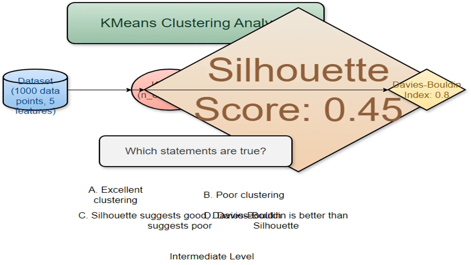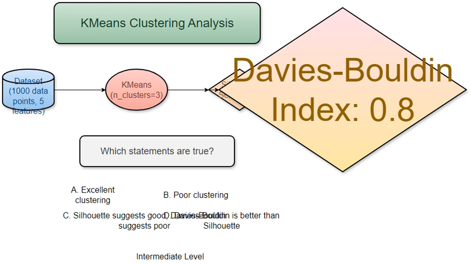This score tells me how well separated my clusters are. A score of 0.45 means the clusters are reasonably well separated, but not perfect. It's a moderate score, closer to 1 would be better. This index measures the overlap between my clusters. A score of 0.8 indicates substantial overlap. Not good. Lower scores are preferable here.